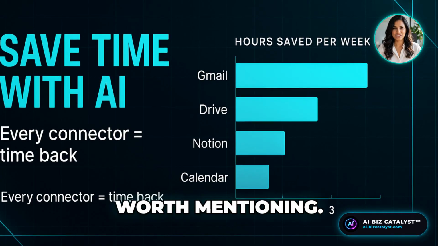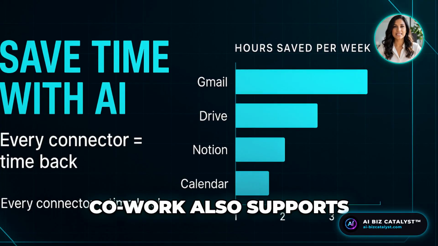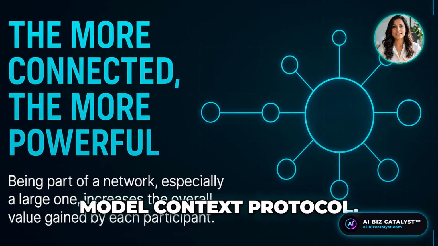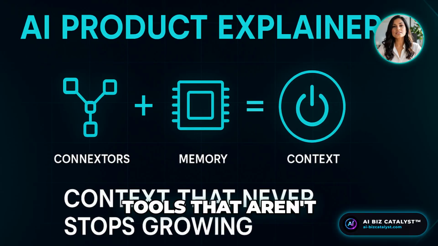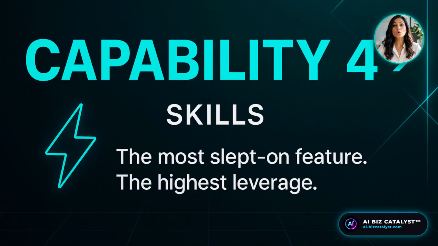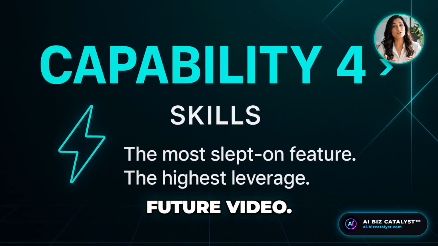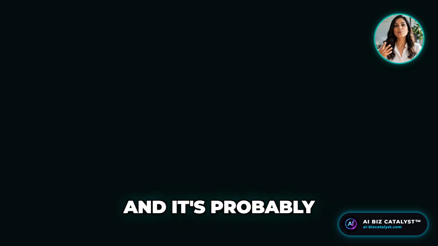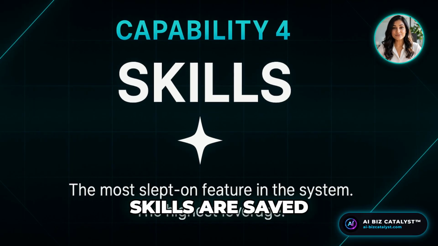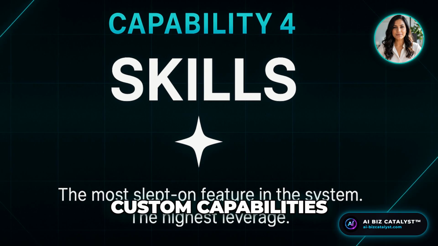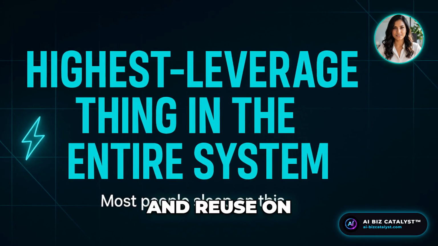One more thing worth mentioning. CoWork also supports MCP, Model Context Protocol, which is the framework for building custom connectors to tools that aren't on the default list. We'll cover MCP in a dedicated future video. Capability 4 is the one that most people sleep on, and it's probably the highest leverage thing in the entire system. Skills are saved workflows, custom capabilities you build once and reuse on demand.